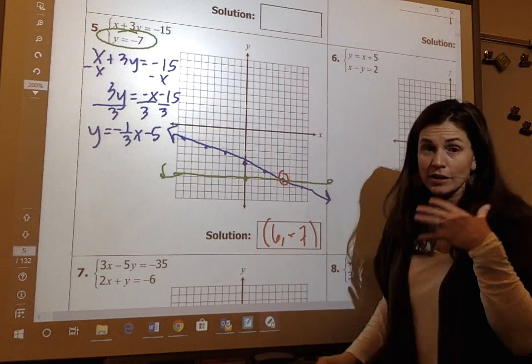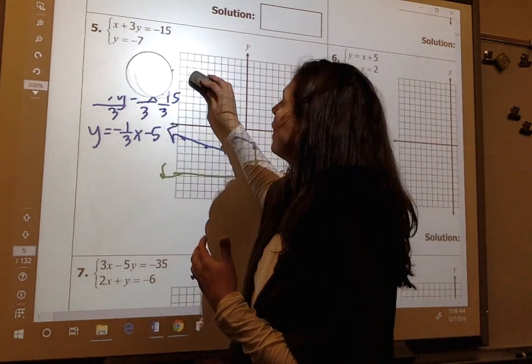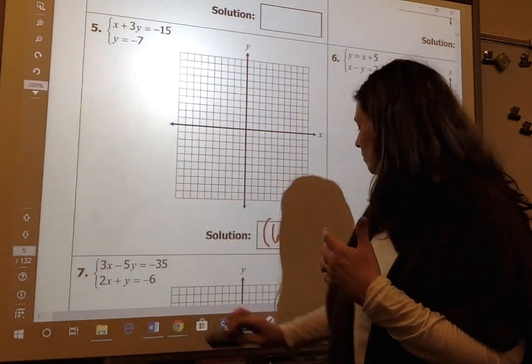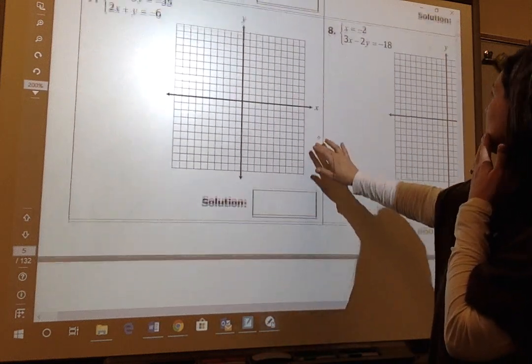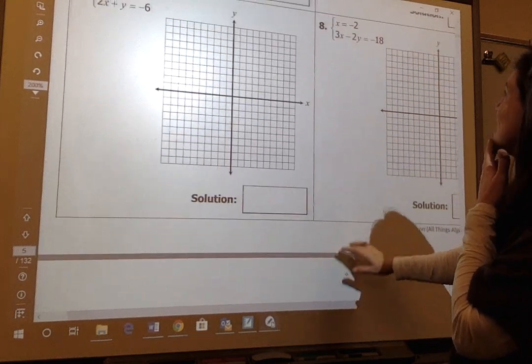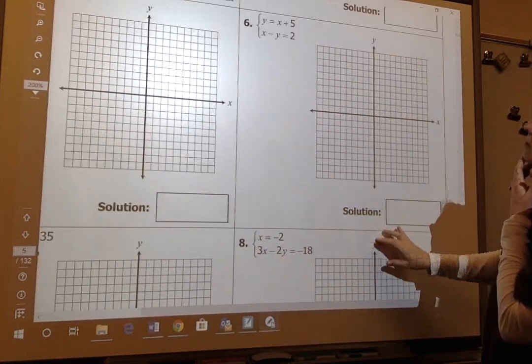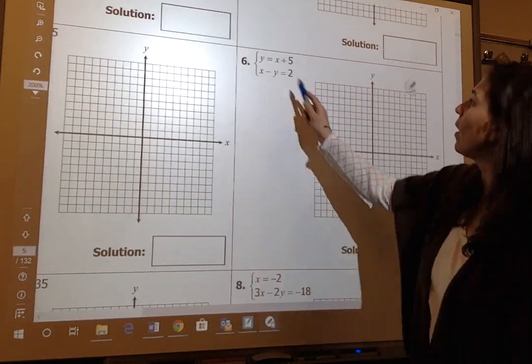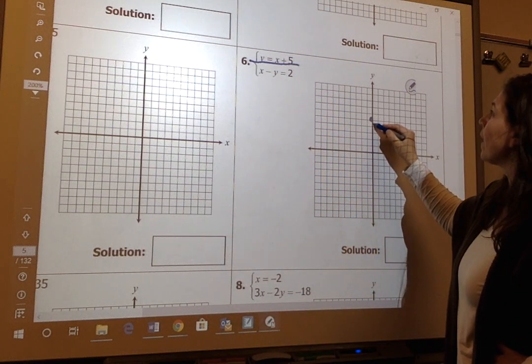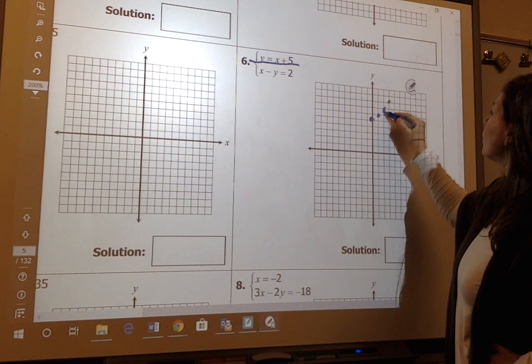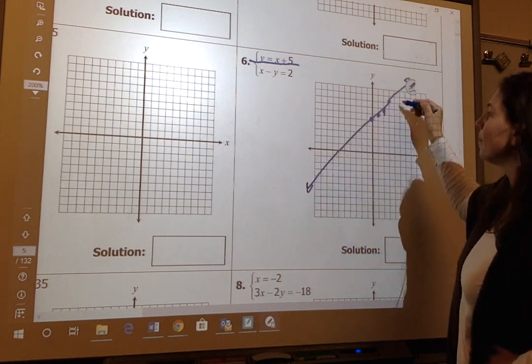So hopefully you guys get the feeling of how to graph and what happens when you graph. Let's do number 6. So y equals x plus 5. My beginning point is 5, 3, 4, 5. My slope is up 1 over 1, up 1 over 1. So that's what my line looks like.